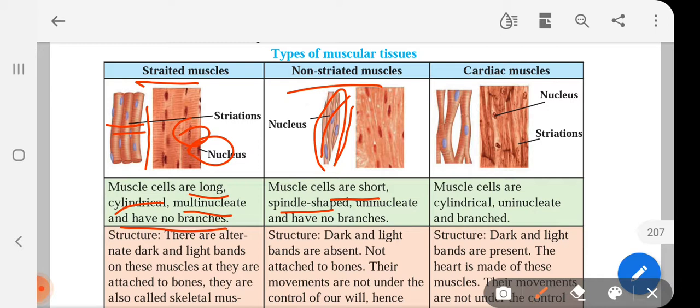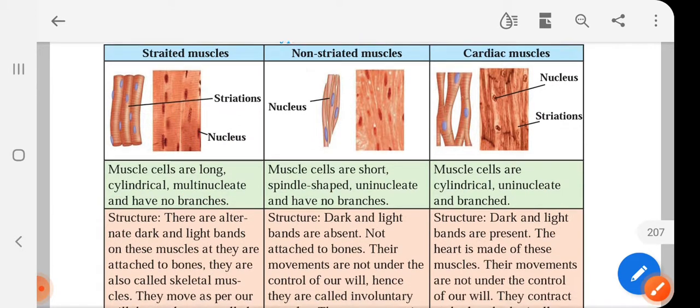Uninucleate, okay, a single cell will have a single nucleus and they have no branches. Then if you talk about another one, cardiac muscles. Cardiac muscle cells are cylindrical, even they are cylindrical. They are uninucleated, but they have branches. You can see how they are divided, they have branches. So this is how striated, non-striated and cardiac muscles are.